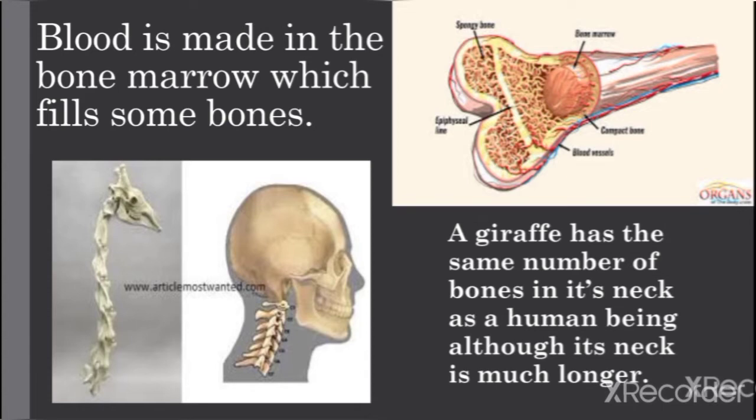Blood is made in the bone marrow, which fills some bones. The picture shows the bone marrow and the red blood cells inside the bone. Now here is the comparison between the neck of a giraffe and the neck bones of the human body. The giraffe has the same number of bones in its neck as a human being, although its neck is much longer. So, students, I think all of you enjoyed knowing about these facts.